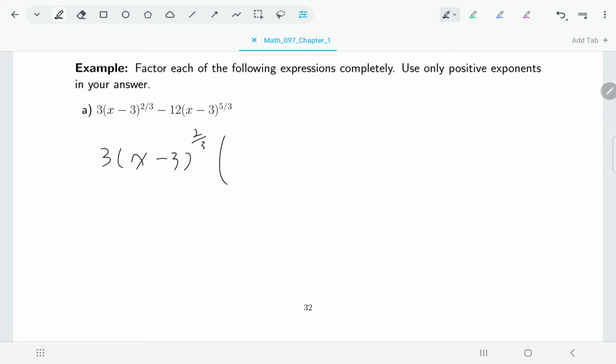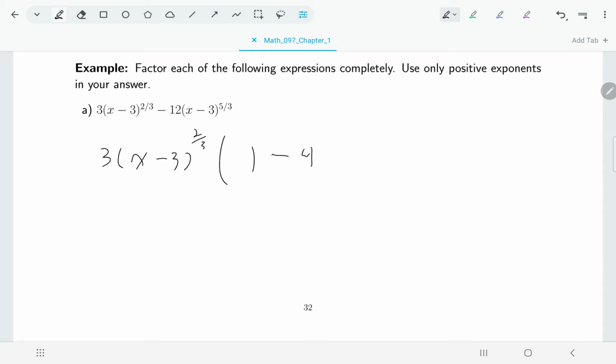So from the first term, I factored everything out. I had 3 and I factored out 3. I had x minus 3 to the 2/3 and I factored all that out. So I should only have 1 left behind. If you have something and you factor everybody out, then there's only 1 left remaining. For the second term, I had a minus 12, and if I factor 3 out, that'll leave a minus 4 behind.